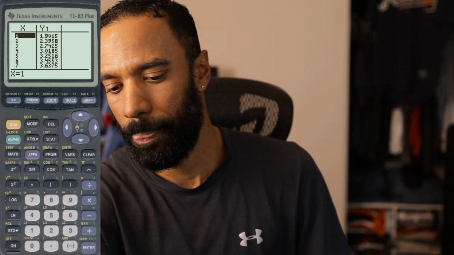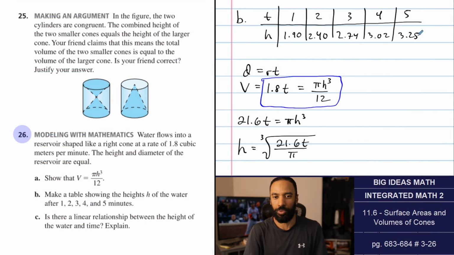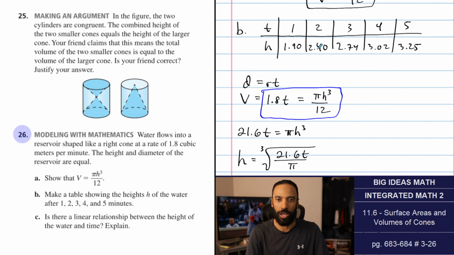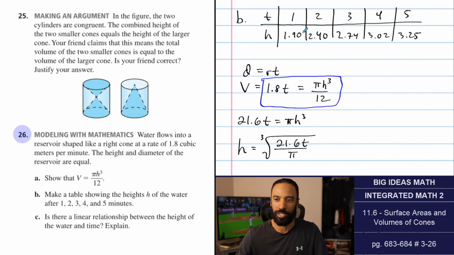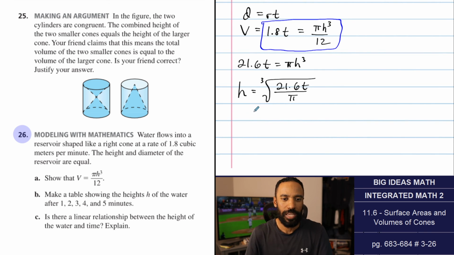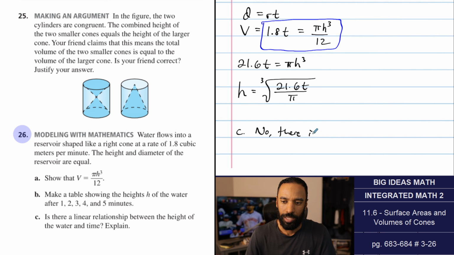So the question that they're asking is, is this linear? Now, the answer should be no based on the cube root thing that you see, but when you look at this table as well, you can look at the jumps. These jump every 1 minute, whereas this jumps half a meter, and then it's about 0.34 meters, and then 0.28 meters, and then 0.23 meters. So no, it's losing its bits over time. So part C, is there a linear relationship? No. There is a cube root relationship, I suppose you can say.